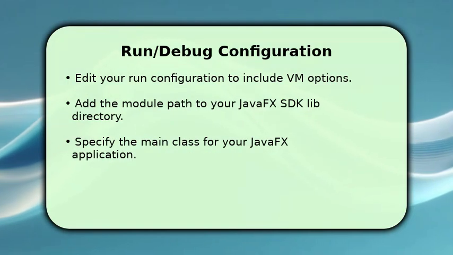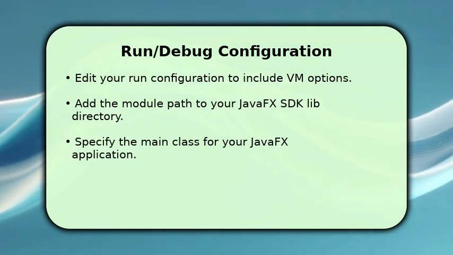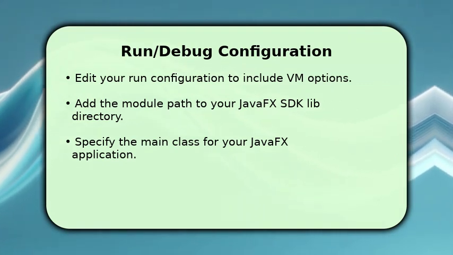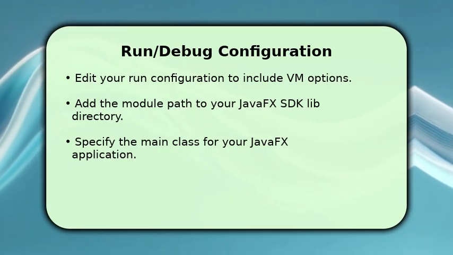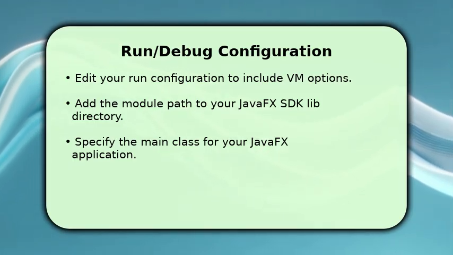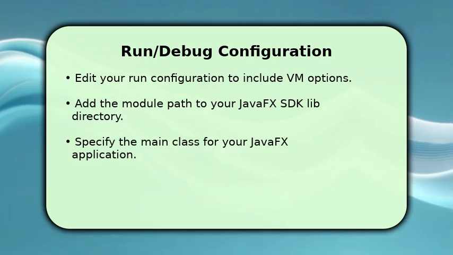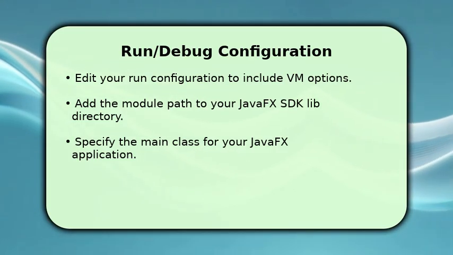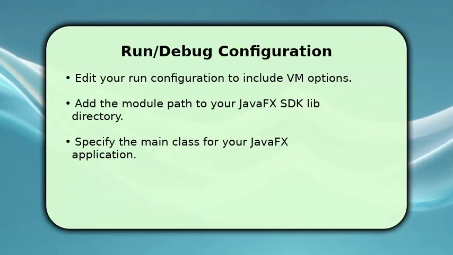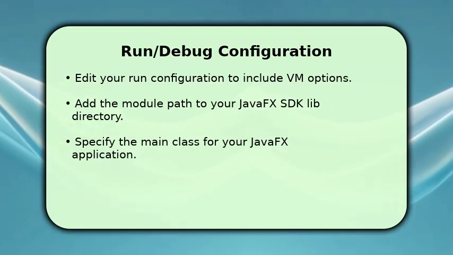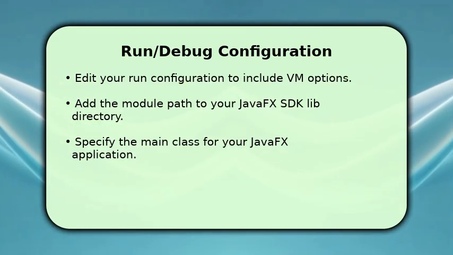Now, let's configure your run settings. Go to Run, then Edit Configurations. Here, you'll need to add some virtual machine options. Specifically, include the module path to your JavaFX SDK's lib directory. This tells Java where to find the necessary JavaFX modules. Also, ensure your main application class is correctly specified and that you are using a compatible Java version for your project. This step is vital for successful execution.